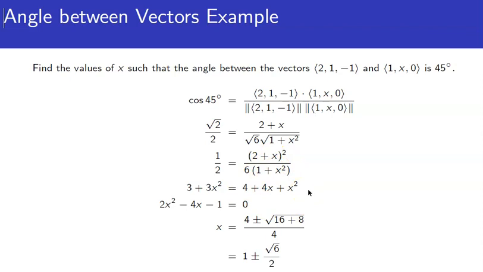Got a quadratic to solve here, so we'll move everything over to the left-hand side. Unfortunately, that does not factor, so we'll use the quadratic formula. Negative b would be 4, plus or minus the square root of b squared, 16, minus 4 times a times c. So I get minus 4 times 2 times negative 1 gives me a plus 8, and then all over 2 times a, so that's where the 4 comes from. 4 over 4 is 1. This is square root of 24, which is 2 root 6. So you'll get root 6 over 2 for the second part. So there's our two values of x that will satisfy this.